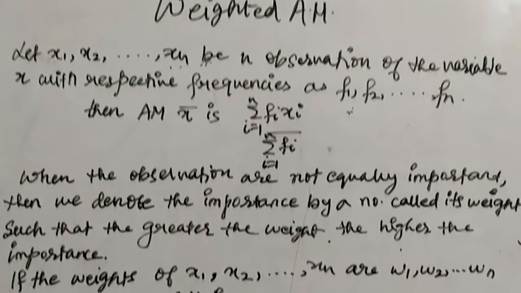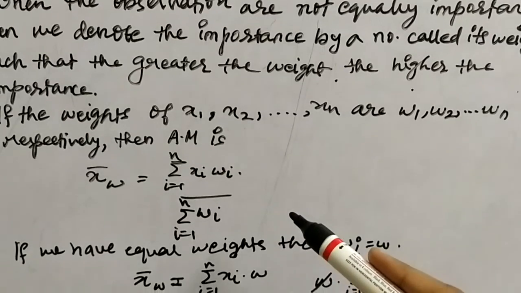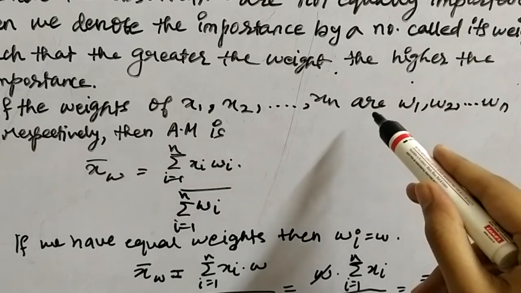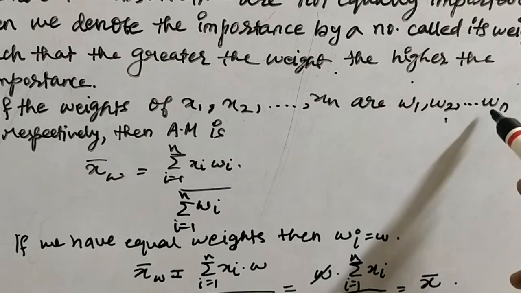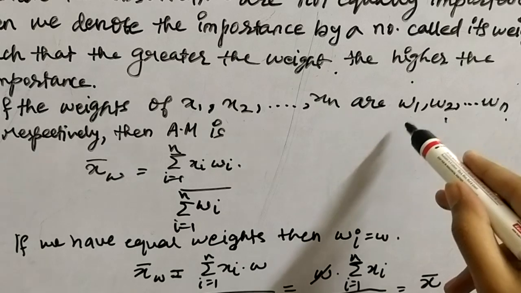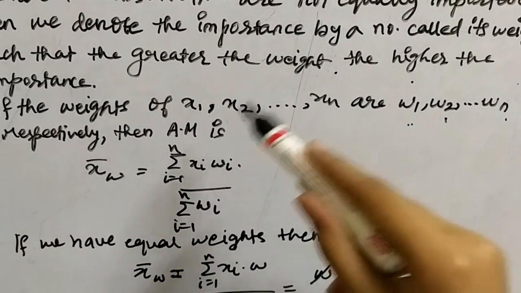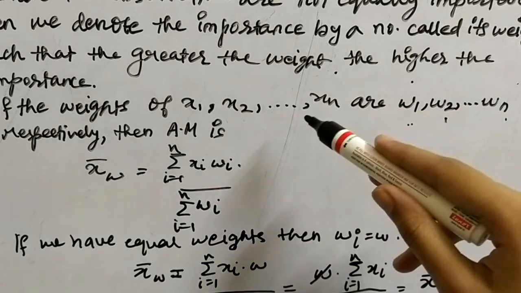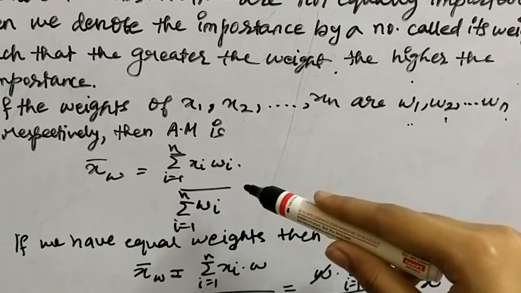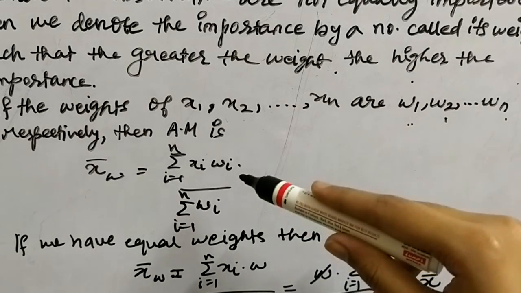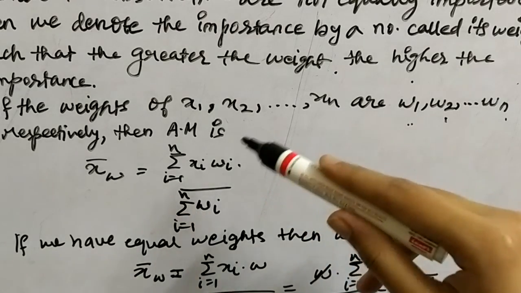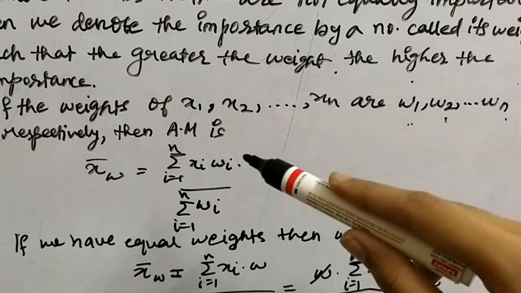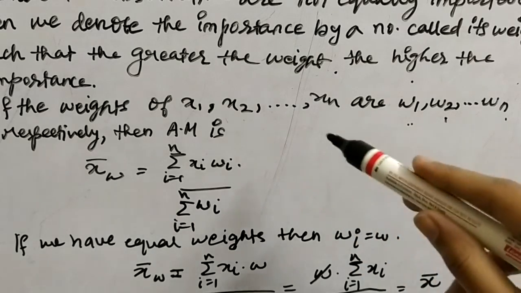Here we have taken the weights of n observations as w1, w2, dot dot dot, wn, where w1 is the weight of the variable x1, w2 is the weight of the variable x2, and so on. In order to find the arithmetic mean, we just have to write wi in place of fi. So this is the formula for the weighted arithmetic mean.